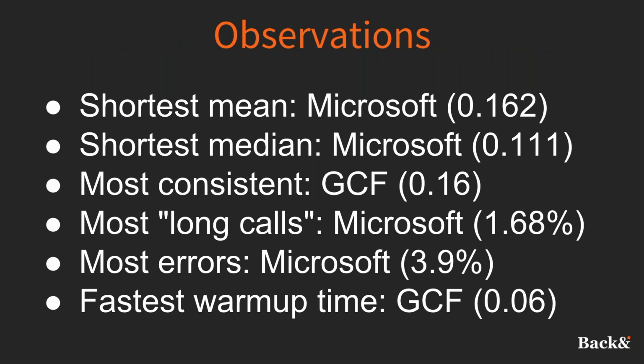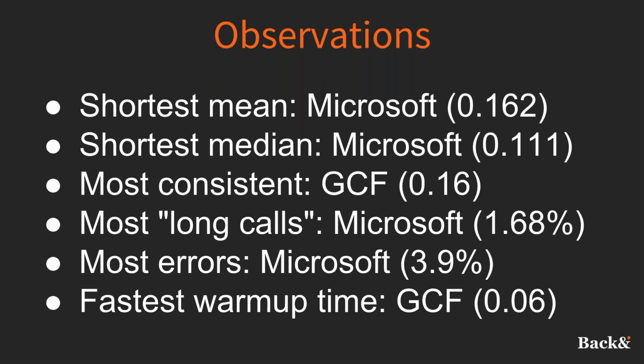So I wanted to conclude the results portion of this presentation with some observations, just to summarize what we just saw. As I mentioned, the shortest mean and the shortest median both go to Microsoft at 0.162 and 0.111 seconds, respectively. The most consistent performance was Google Cloud Functions, and I measured this through the standard deviation, in terms of being predictable.